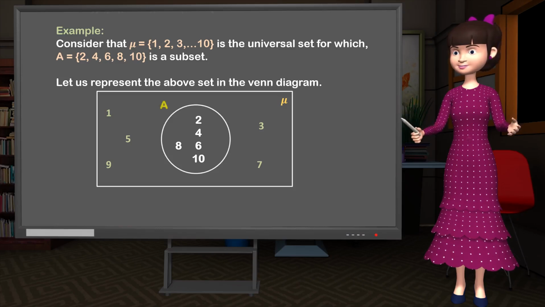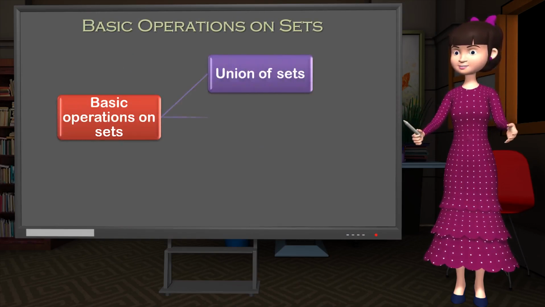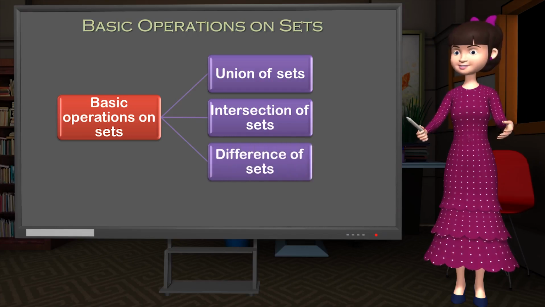Now let us understand the basic operations on sets. Under basic operations on sets, we have union of sets, intersection of sets, and difference of sets. Let us understand these three in brief.